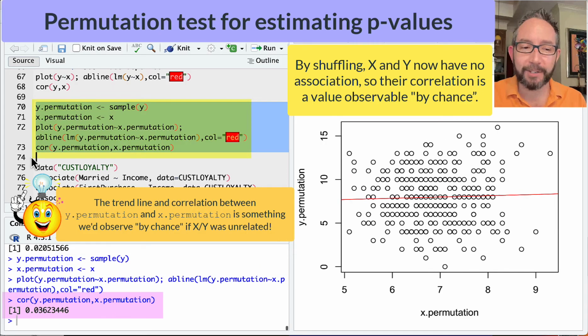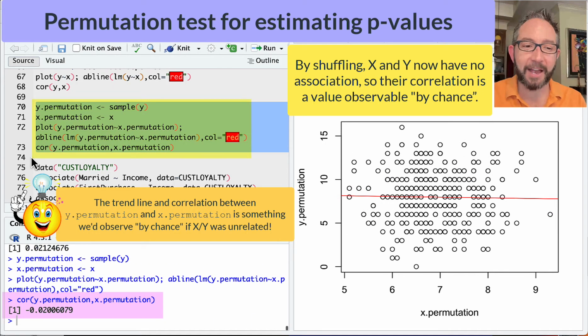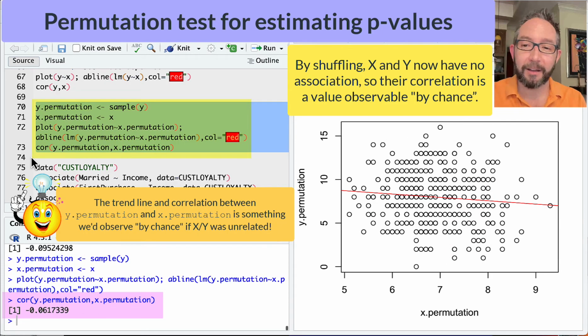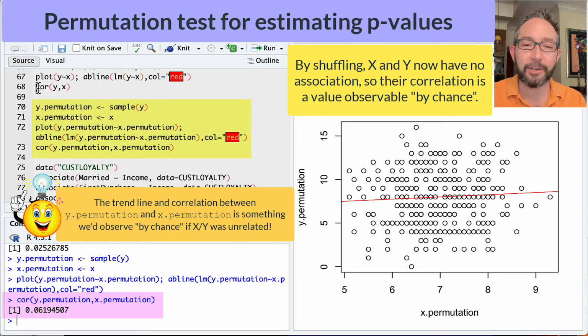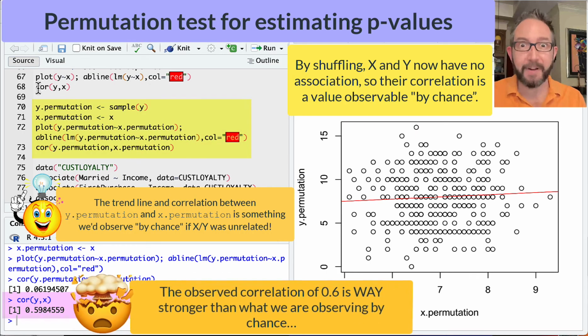And so after we do this a few hundred times, maybe a few thousand times, we've built up a collection of correlations that are being produced by chance alone. And so we can compare that to the correlation we observed in our data. And we're finding that this 0.6 is actually really quite impressive. We never saw anything remotely close to a correlation that strong when we were randomly pairing the x's and y's together.